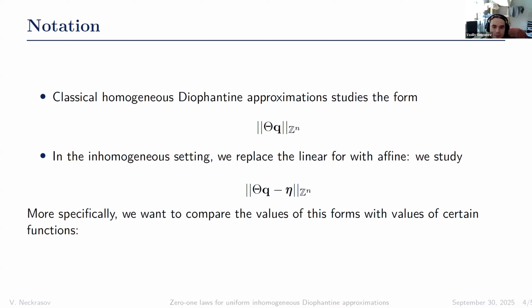In the inhomogeneous setup, we just replace this linear form with an affine form. So we shift this value by some vector eta. This vector can be fixed, this vector can be not fixed. Again, we will see different examples later. And we ask the same question: how small it can be with certain restrictions on q. The notion of what it means to be small and what the restrictions on q can be can vary. We will again see possible examples.